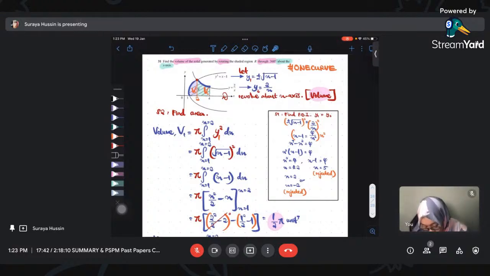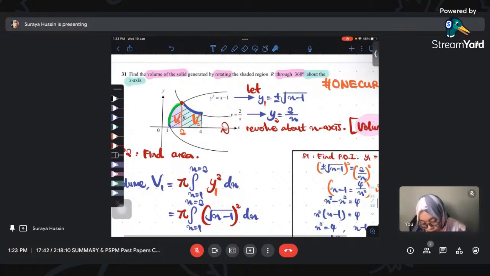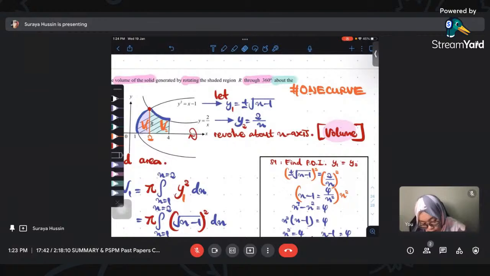Untuk volume yang pertama, kenapa saya tahu perlu asingkan? Sebab dekat sini sangat obvious. Soalan ni memang ada two curves lah. Suka hati je one curve. Kenapa saya buat one curve, ada sebab.